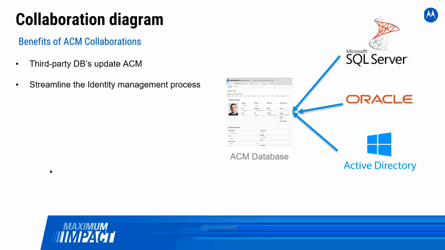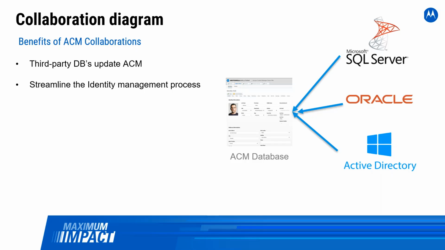And again, it really streamlines the identity management process. Once a new cardholder, a new user, is added to one of those data sources, that information can be automatically, again, under schedule, added into ACM without the need to duplicate data records.